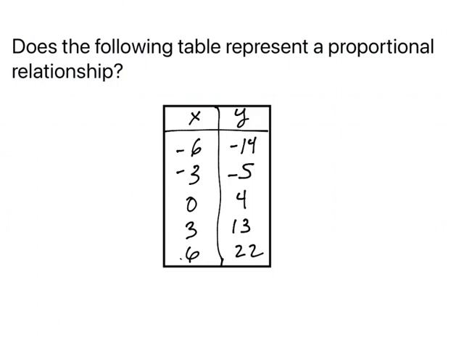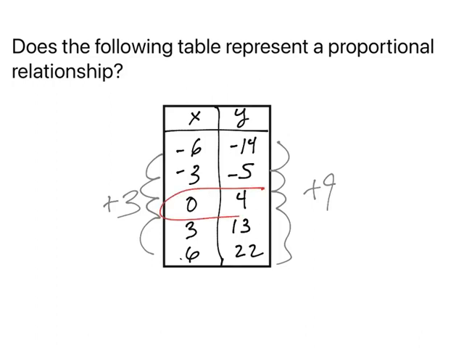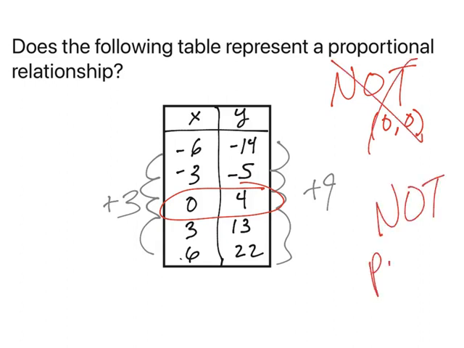Does the following table represent a proportional relationship? Well, the x values increase by 3. The y values increase by 9. That means it's a line because they're both increasing at a constant rate. However, notice that it passes through the point 0, 4. That is not the origin. So because it does not pass through the point 0, 0, it is not proportional.